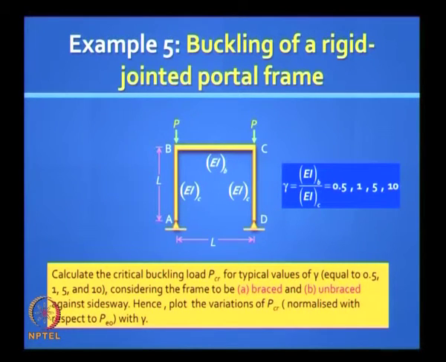Now I have a portal frame, rigid jointed portal frame, and I want to look at two conditions. The frame is braced by other elements in the building and the frame is unbraced, and I get two different solutions. And also the relative stiffness of beam to column is crucial. So I bring in a parameter gamma, which is EI of the beam to EI of the column, and let us look at different values of gamma: 0.5, 1, 5, 10.